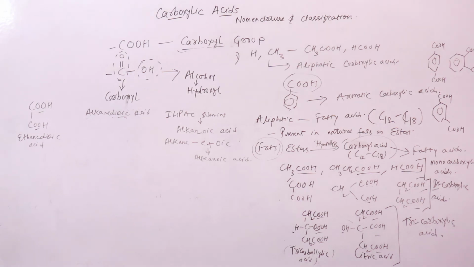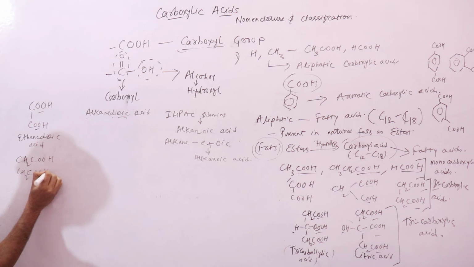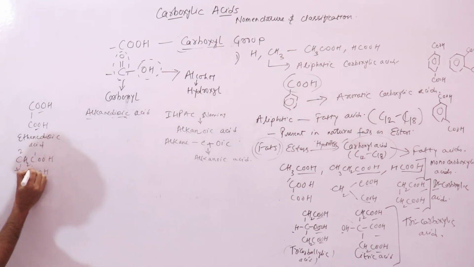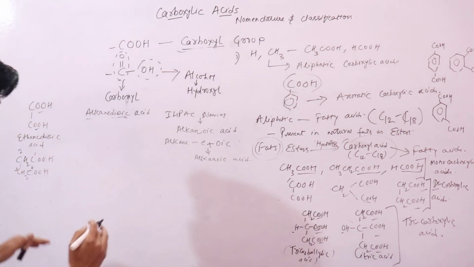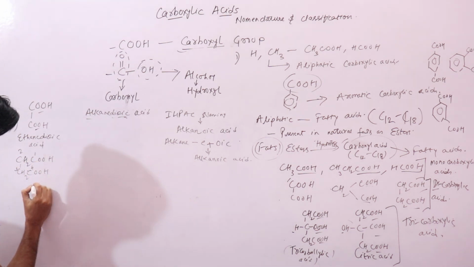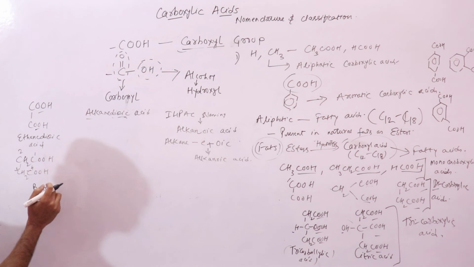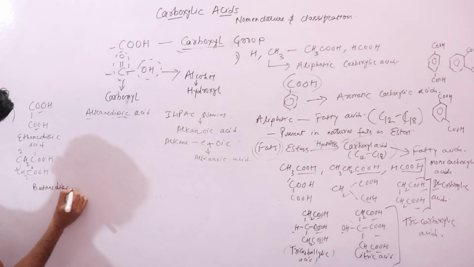Now suppose this is the acid, CH2COOH. It contains 1, 2, 3, 4 carbon atoms. Total you have 4 carbon atoms, and your parent carbon chain would be 1, 2, 3, 4. It contains 4 carbon atoms, so it would be butane. Sorry, it contains 2 carboxylic acid groups. So butane dioic acid, like here, it would be butane dioic acid.